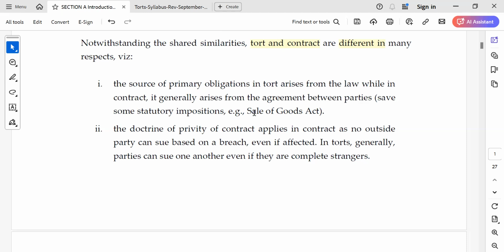Take some statutory impositions. Example, Sale of Goods Act. Provided that if it is not already covered under any statutory impositions, for example, Sale of Goods Act, etc. So, many a times we see that contract is not entirely as per the wishes of the people, right? You and me getting into a contract, we also have to adhere to so many laws. Now that depends on what sort of agreement that we are doing.